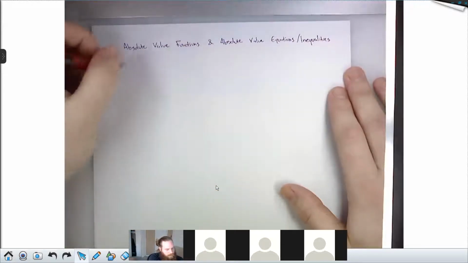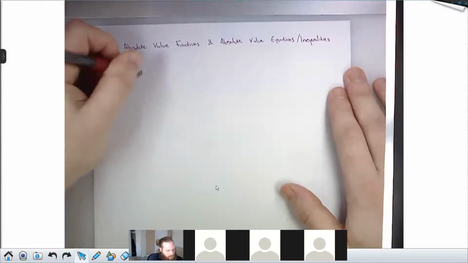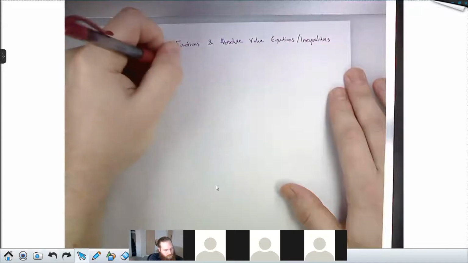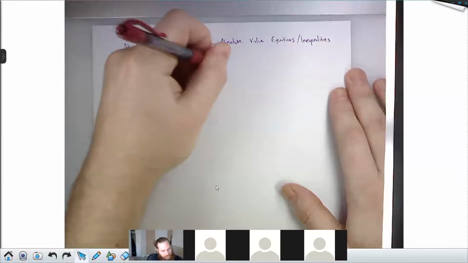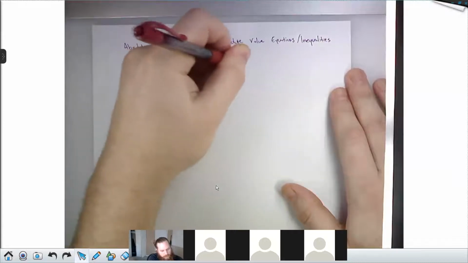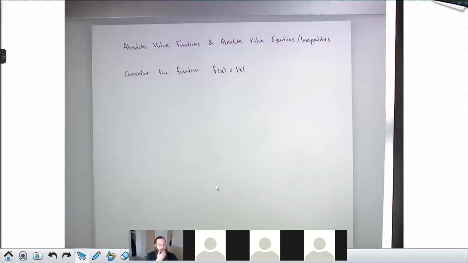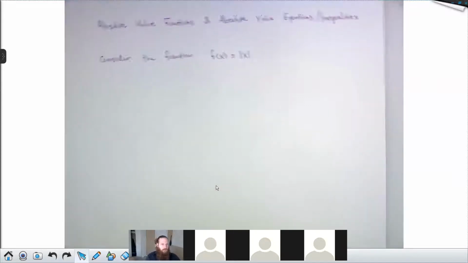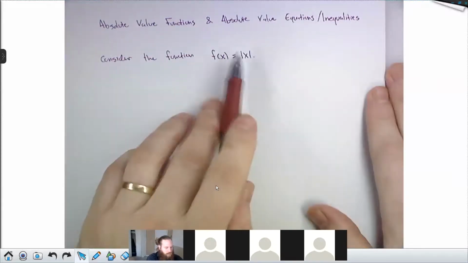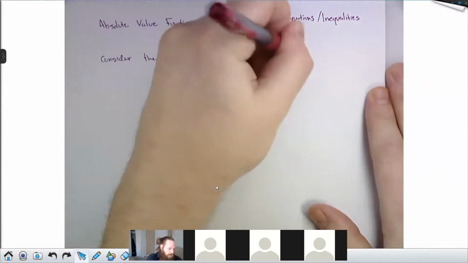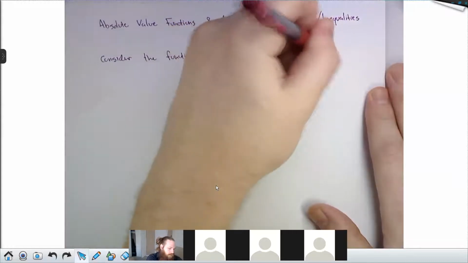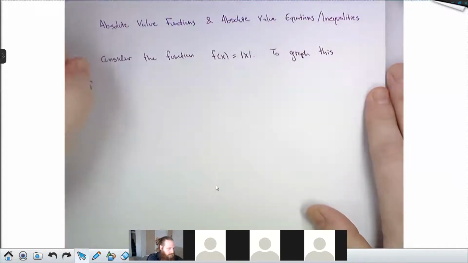The place to begin here is let's look at the graph. Consider the function f of x equals the absolute value of x. If I want to draw a graph, to graph this function, we can make a table.